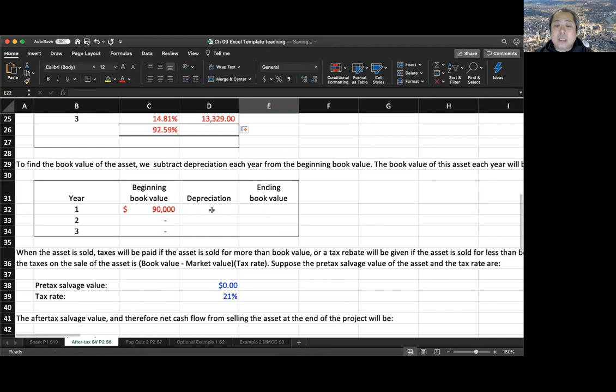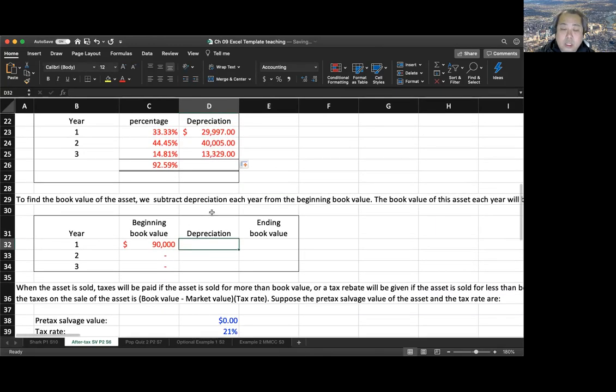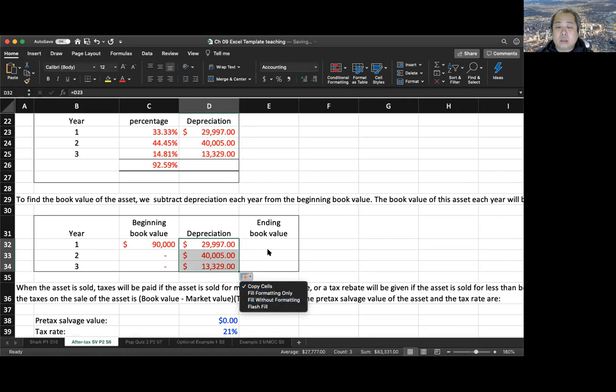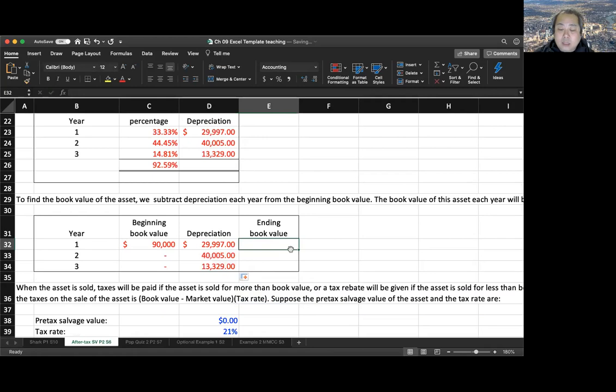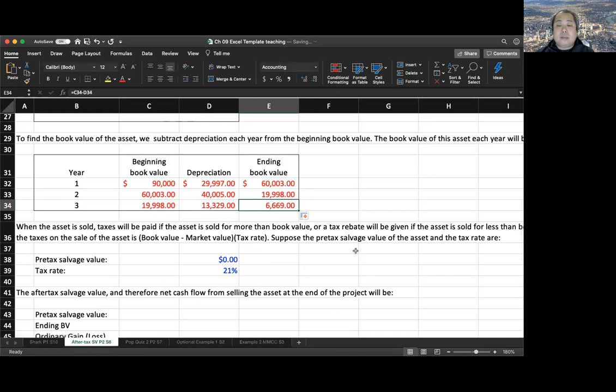Then you can get the ending book value. So each year's depreciation is copied from here. And the ending book value equals the beginning book value minus the depreciation expense each year. And the beginning book value next year will be the ending book value last year. So your ending book value will be $6,669.